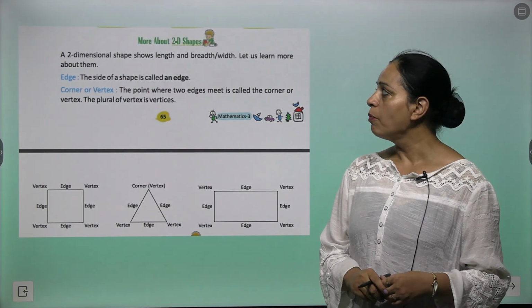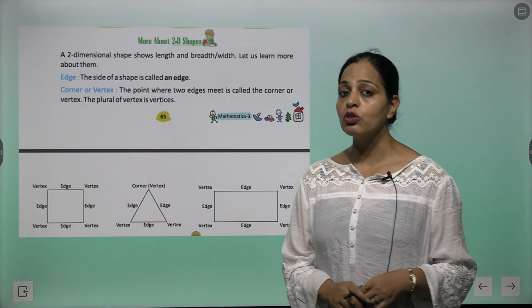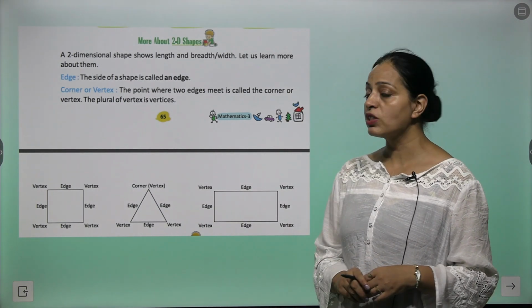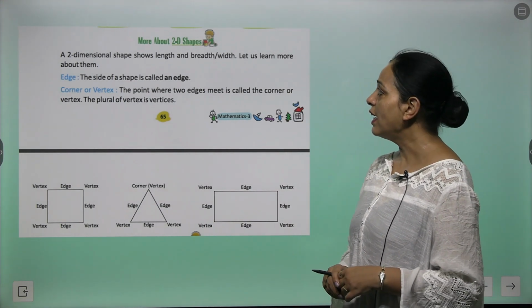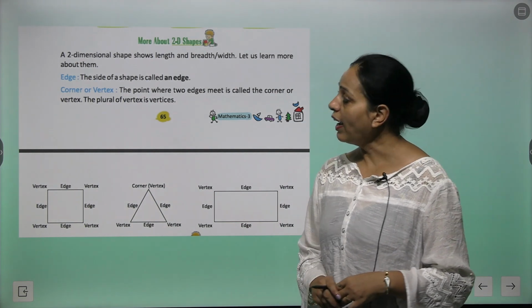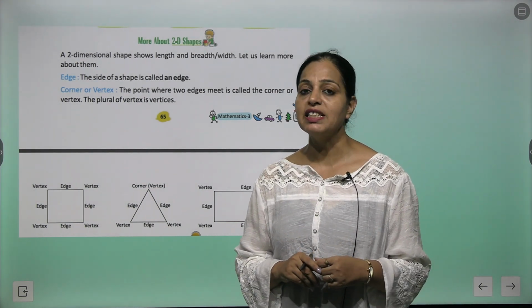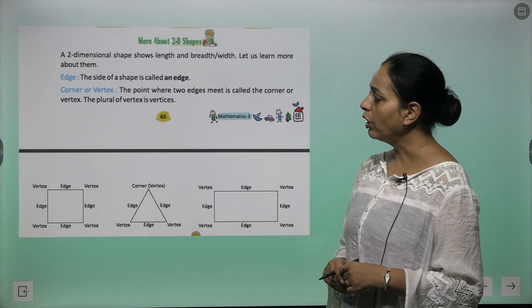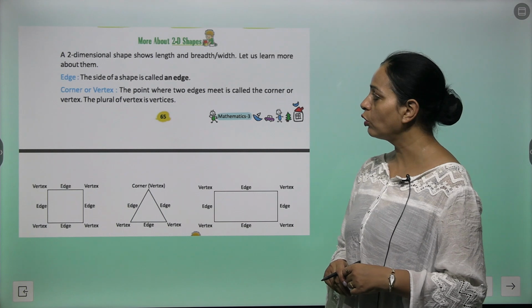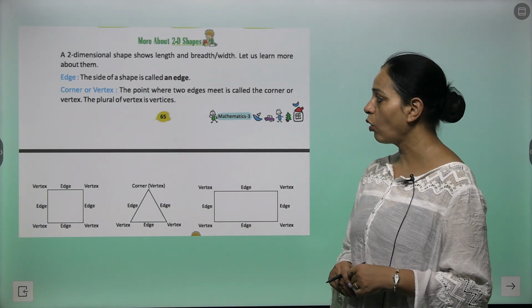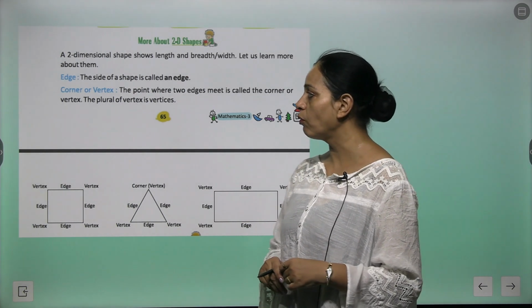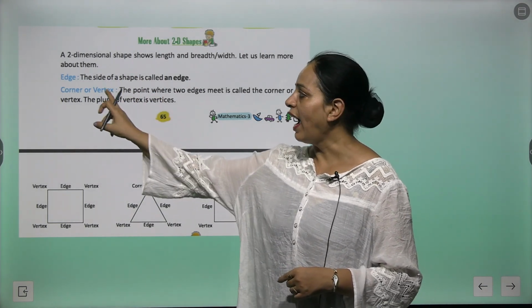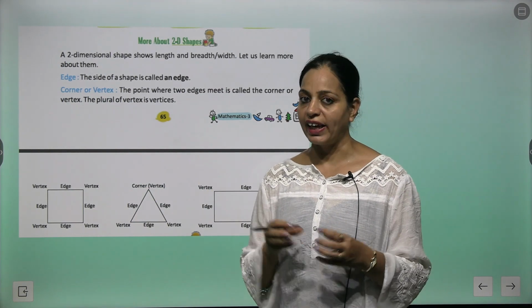So let's see more about 2D shapes. 2D means two-dimensional. So a two-dimensional shape shows length and breadth or width. Let us learn more about them. Edge. What's the meaning of edge? Means side. The side of a shape is called an edge. Corner or vertex. The point where two edges meet is called the corner or vertex. The plural of vertex is vertices, right? So edge means side and corner or vertex means where two sides meet.